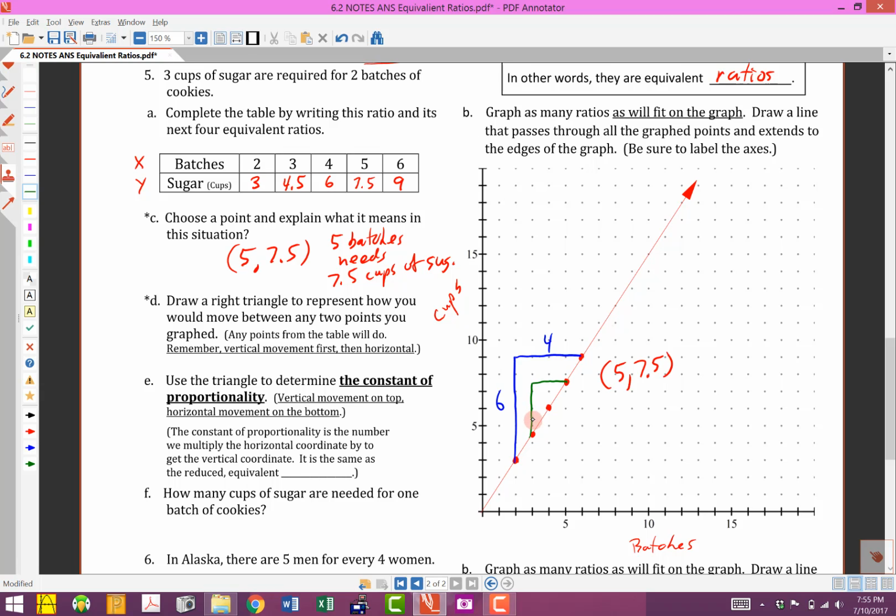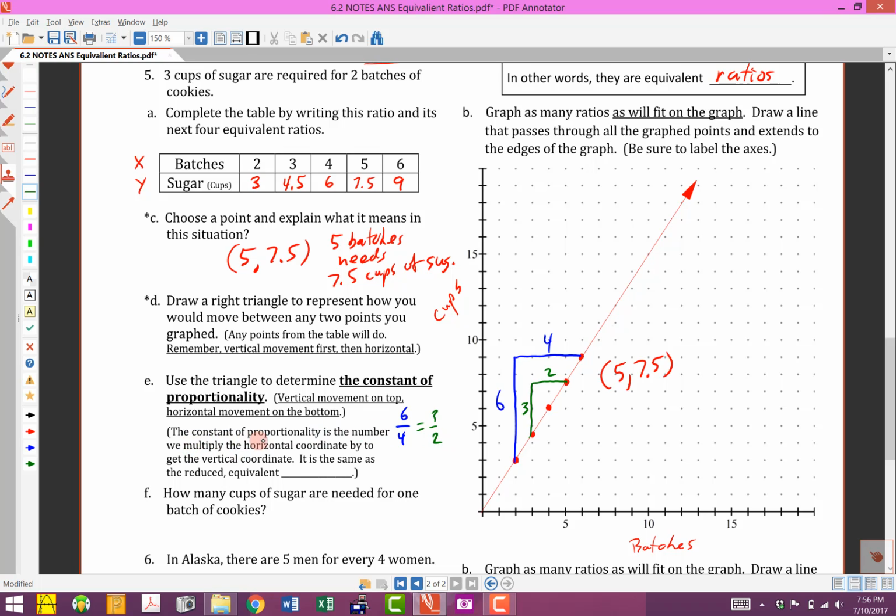Well, we went up, that would be 1, 2, 3, so that would be up 3, and that would be over 1, 2. Okay, so you could use any of these, and here's the cool thing that happens. We're going to put the vertical movement on the top and the horizontal movement on the bottom. So I'm going to take the vertical movement, which is 6, and the horizontal movement, which is 4. And for the green one, I could take the vertical movement, which is 3, and the horizontal movement, which is 2, and you'll notice that those are both equivalent ratios. I could actually reduce 6/4 and turn it into 3/2.